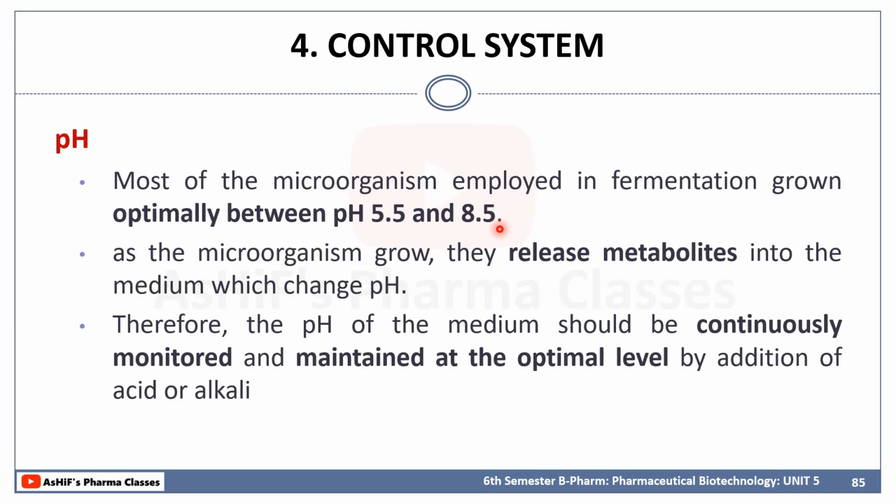And what is the reason for changing the pH? Because as the process goes from the lag phase to log phase to stationary phase to decline phase, there will be release of metabolic products which change the pH inside the fermenter. So we have to monitor the change in pH, and maintain the optimum level by adding the respective thing. If it is too acidic, we add alkali, and if it is too alkaline, we add acid to neutralize to this range of 5.5 to 8.5.